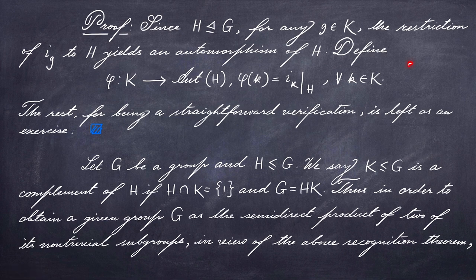Recall that for any g, I_g denotes the map which is the inner conjugation by g, sending each x to gxg^{-1}. And since H is normal, if we restrict I_g to H, then that gives an automorphism of H. That's exactly what we are considering here. So for each k, we restrict phi_k to H, and that gives us a homomorphism, and the rest is direct verification. Hence I would simply leave that to you.